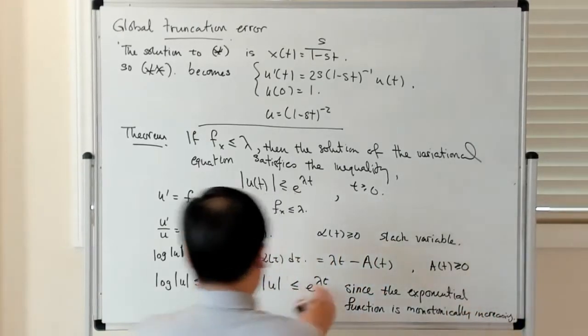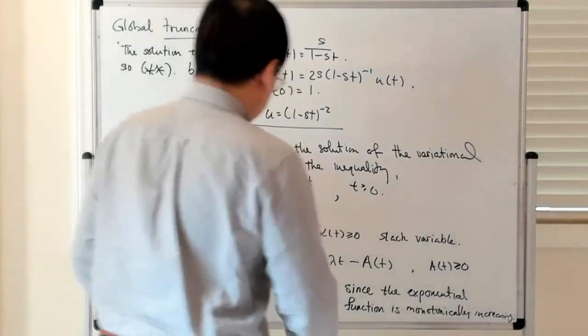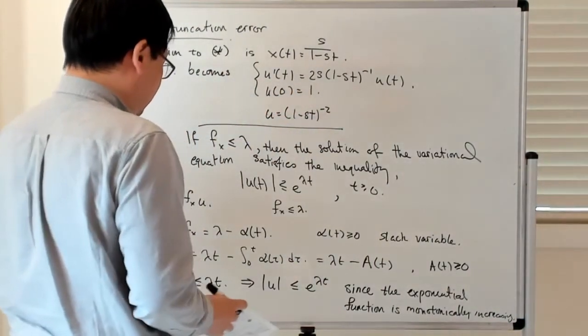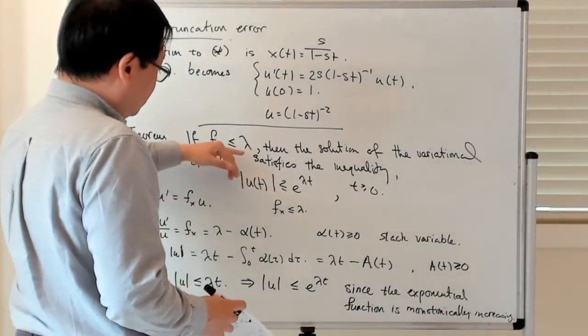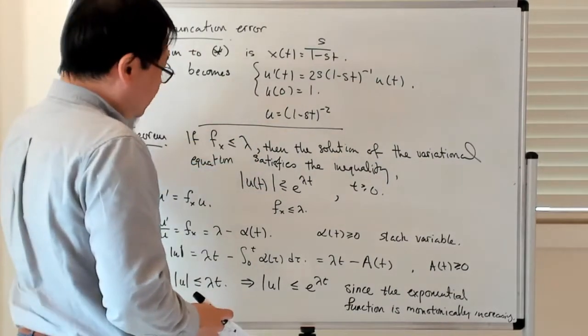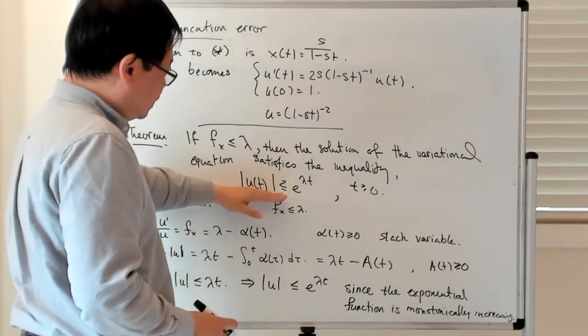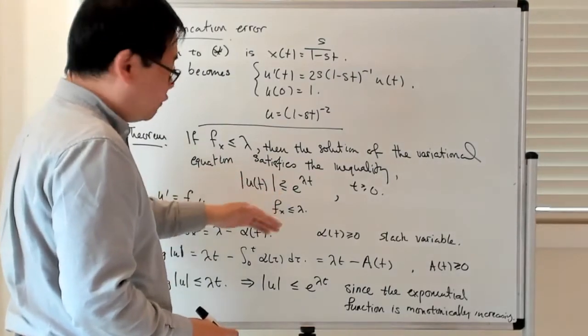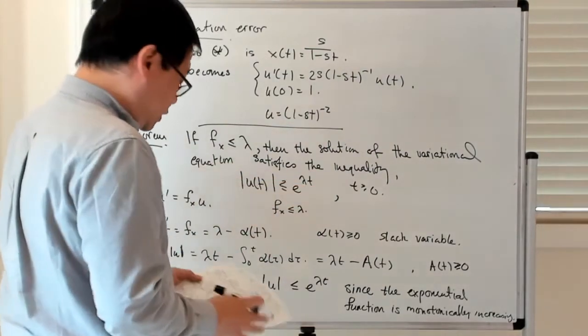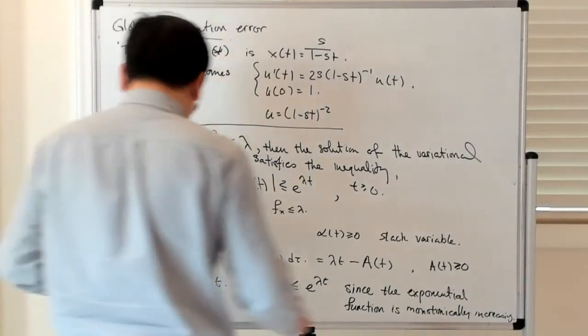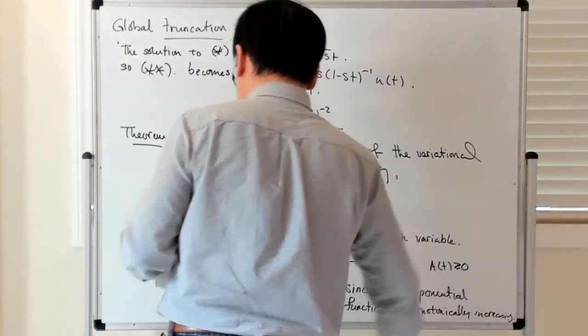Okay, so that gives you the estimate which you need, right? Which says that again, so long as you have control over f of x, it tells you that this u of t can't grow in absolute value faster than e to the lambda t. Okay. All right.